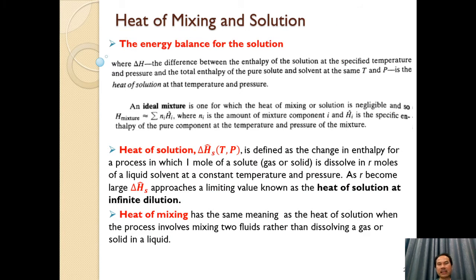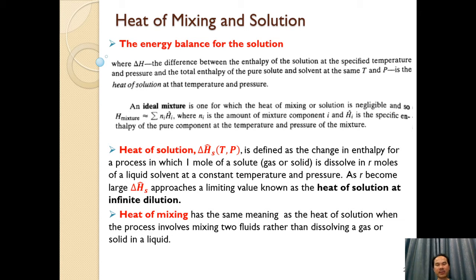We have the energy balance for the solution. We talk about the delta H, the difference between the enthalpy of solution at specified temperature and pressure and the total enthalpy of the pure solute and solvent at temperature T and P, which is the heat of solution. And sometimes for an ideal mixture, the heat of mixing or solution is negligible. So the enthalpy of mixing is approximately equal to the summation of n_i H_i, where H_i is the enthalpy of the pure solvent or solute, the pure component, right?